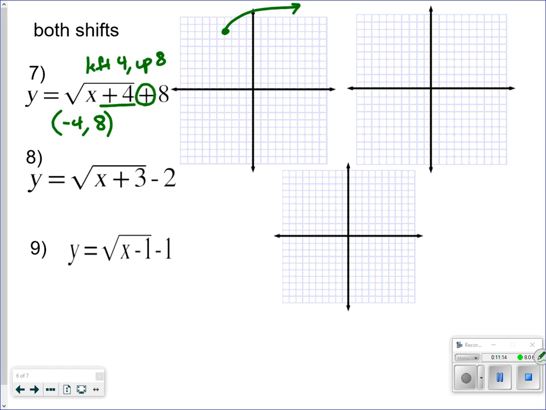Number 8, square root of x plus 3 and then minus 2. So your center, starting in here, opposite of positive 3. Negative 3. So opposite of plus is minus. That means you're moving left 3. And sitting in the back, it says negative 2. Take the same sign, negative 2. Negative means we're traveling down. So we will travel left 3, down 2 for your center. And from there you can make your arc.